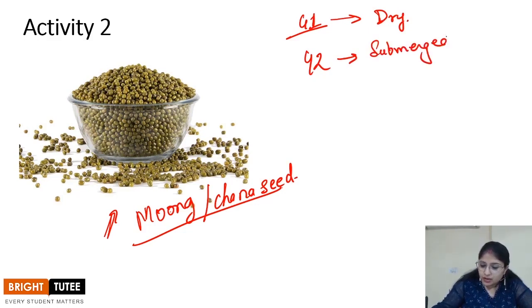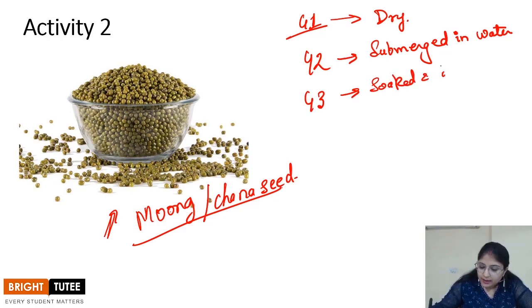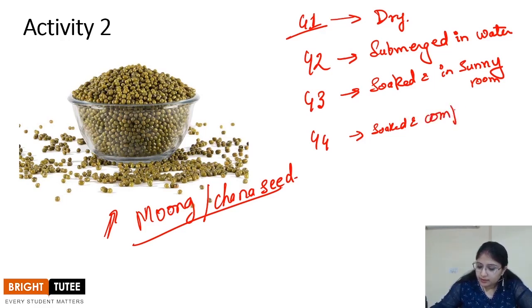Submerged in water. Then in group 3, what we do is we will keep it soaked and in a sunny room, right? Then in group 4, what we are going to do is keep it soaked and in a completely dark area, say for example in a cupboard also, right?